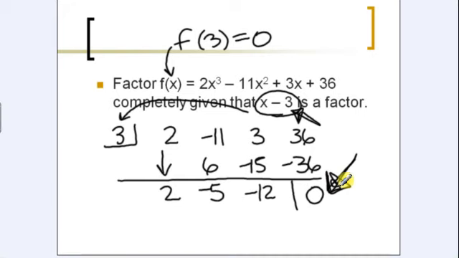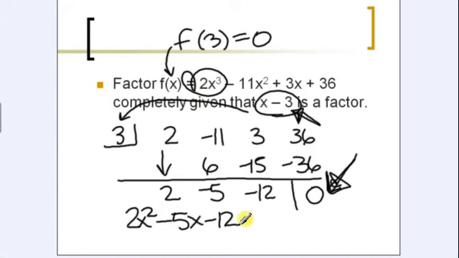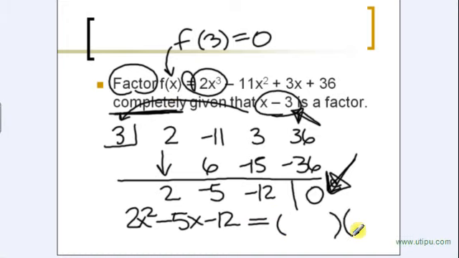Now let's see what I'm left with. This would be 2x squared. Remember, it's 1 degree lower than what I started out with, x cubed. So 2x squared minus 5x minus 12. Now I'm down to a trinomial. Keep in mind my goal in this problem is to factor it completely. So I want to split that polynomial now into two binomials.